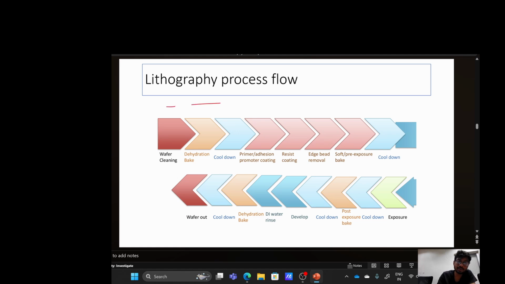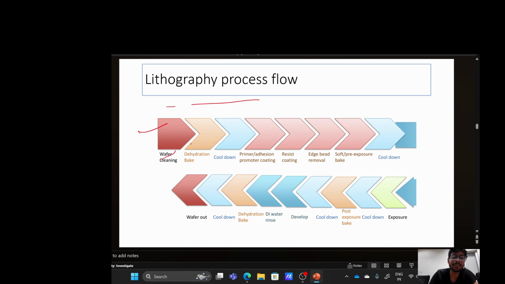Okay, this is the lithography process flow. Initially you need to clean the wafer. There should not be any dust particles on the wafer, otherwise they will hamper the lithography, because dust particles will block the light from falling on the substrate. So the photoresist will not get developed in that region.